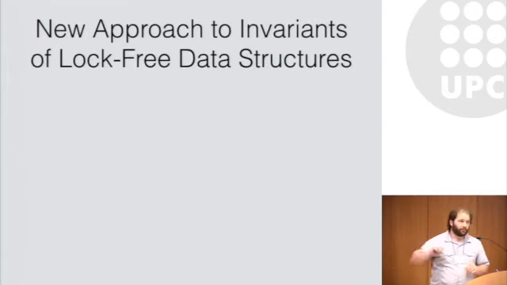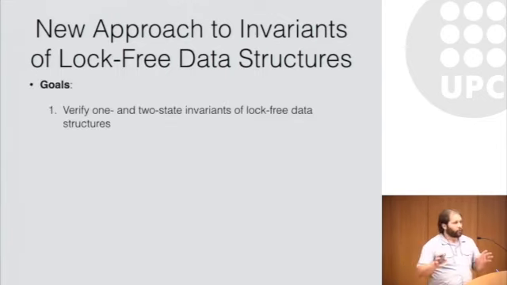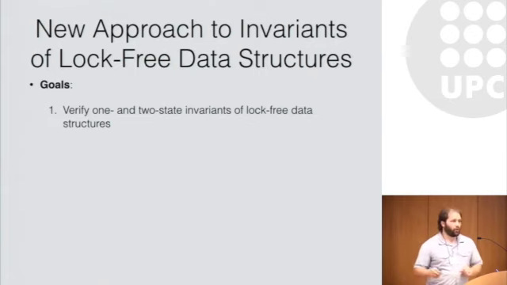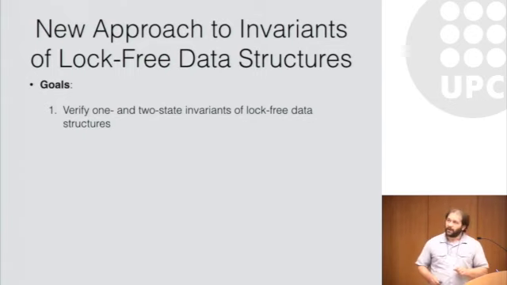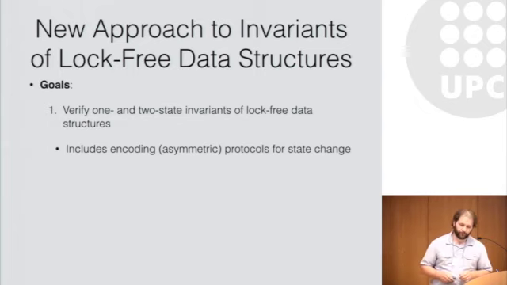So working in this space, this takes us to a new approach to invariance for log-free data structures, where we're going to cover both one and two state invariants of these structures. So when the data structure changes, we will have a say in how, not just what invariants are preserved. And this we're going to do in a way that also includes asymmetric protocols. So we can express symmetric things like monotonicity, as well as asymmetric things like producer-consumer relationships.